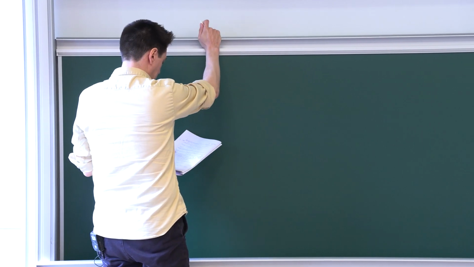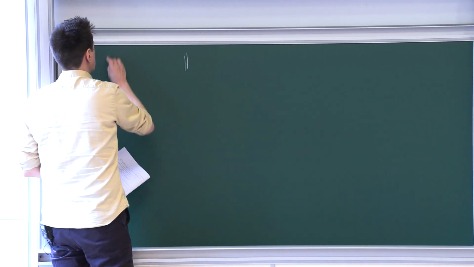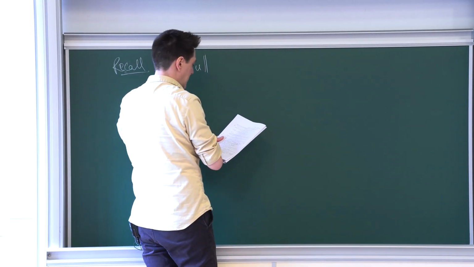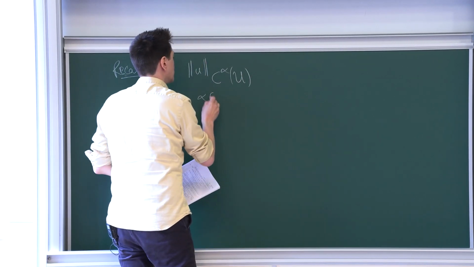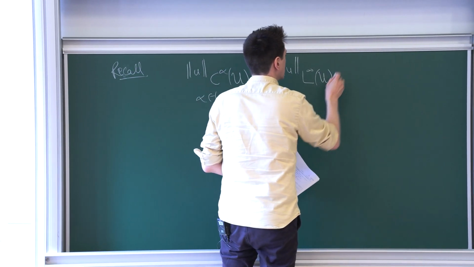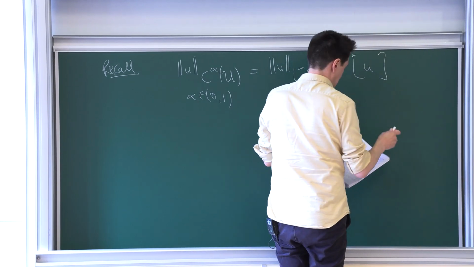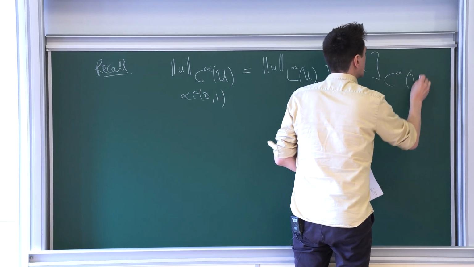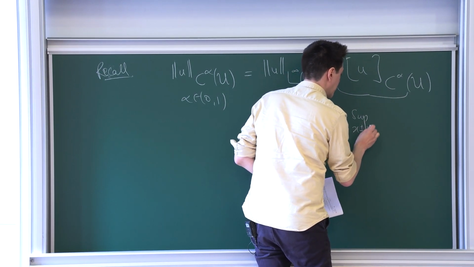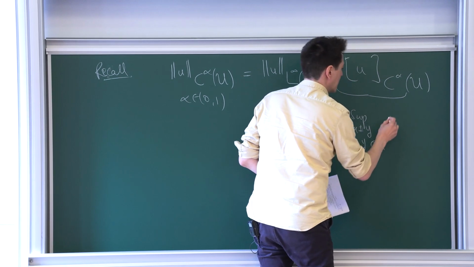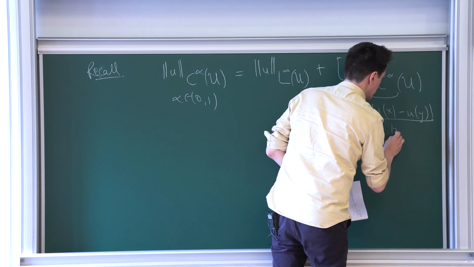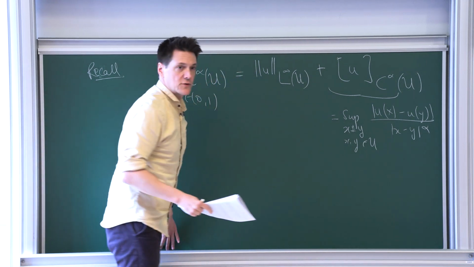Then as a recall, just to fix notation, I would define in the usual way, if you give me alpha between 0 and 1, I define the Hölder norm as the sum of L infinity plus the Hölder semi-norm, and the Hölder semi-norm is, as always, a sup over x different from y in your domain of u(x) minus u(y) over |x minus y| to the alpha. Okay? Just to fix the notation.